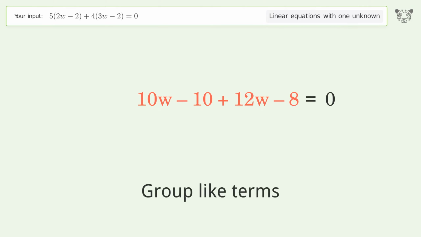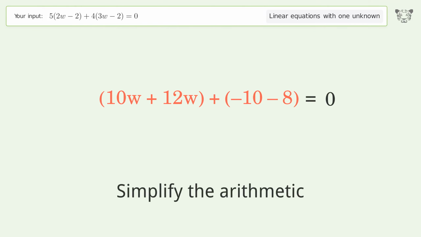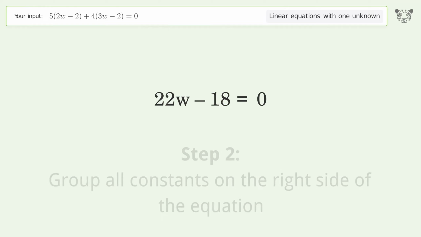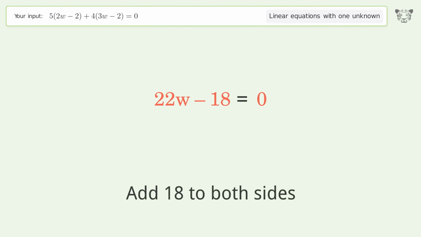Group like terms. Simplify the arithmetic. Group all constants on the right side of the equation. Add 18 to both sides.